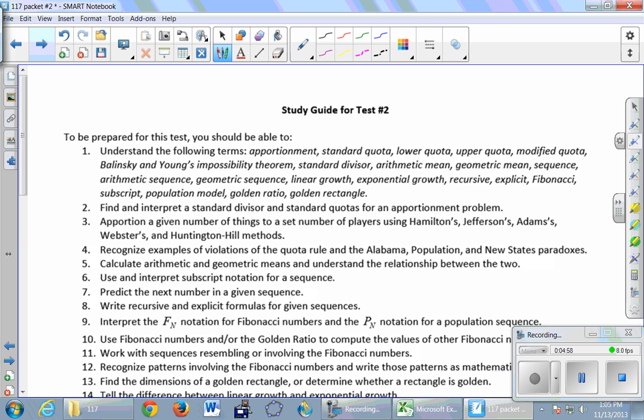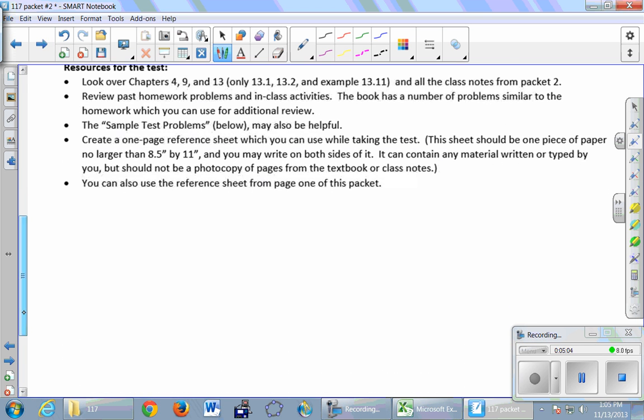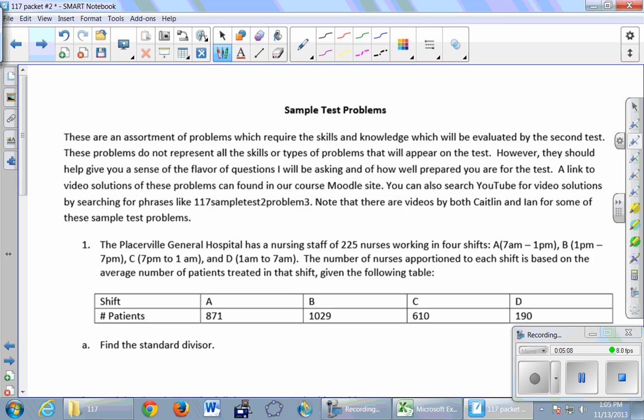Okay, on the next page is a much more detailed list of stuff that is going to be on the test. Look through that. At the bottom are some resources that you can look through as you prepare. And I suspect most of you will be spending your time starting on the page after that, which is the list of sample test problems. And as usual, there are videos up on YouTube. You just have to know how to find them. There are videos of me and or Caitlin doing every one of these problems. So check them out on YouTube outside of class, okay?